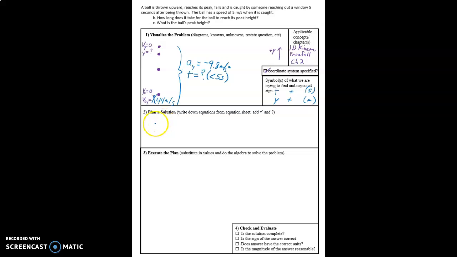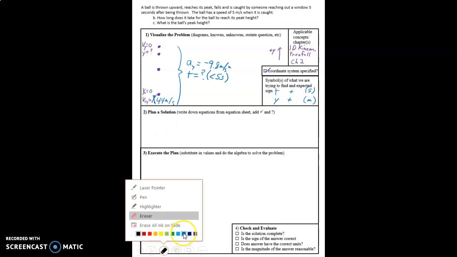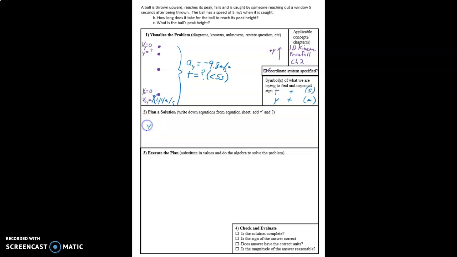When we think about the equations of motion, like x equals x naught plus v naught. Oh, I started thinking about this in terms of x, but this problem is a vertical problem, so it's y. I'll just erase that and start over. So the equation, of course, is y equals y naught plus v naught y t plus 1/2 a y t squared. So that's one of our equations.